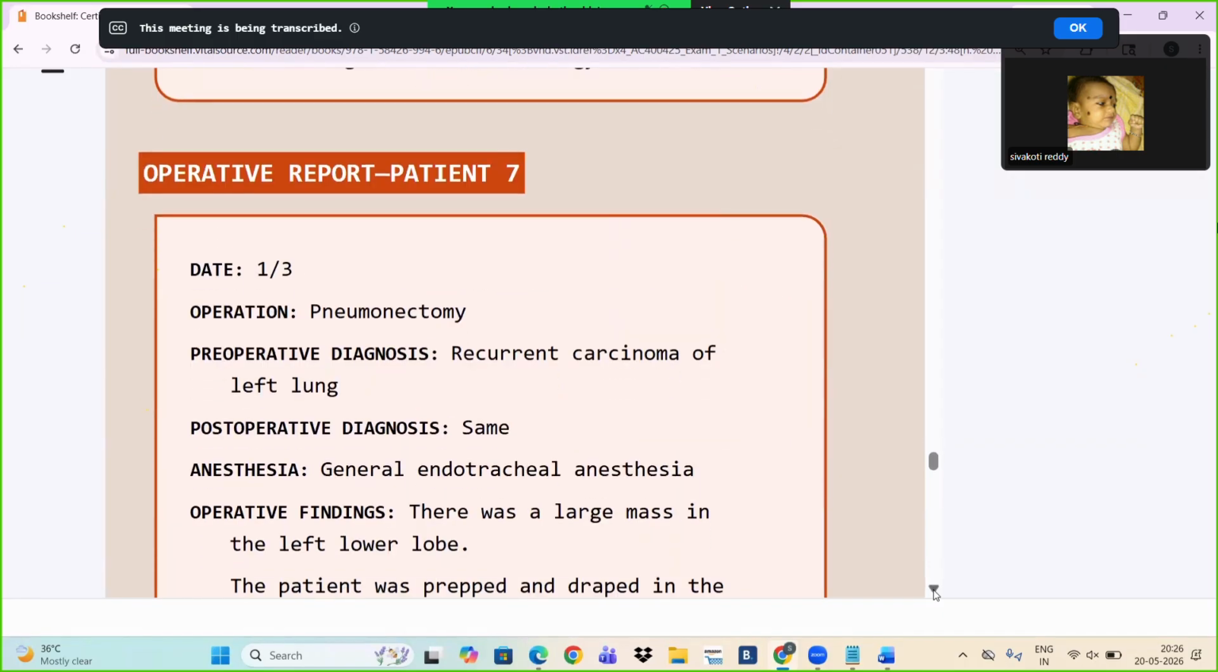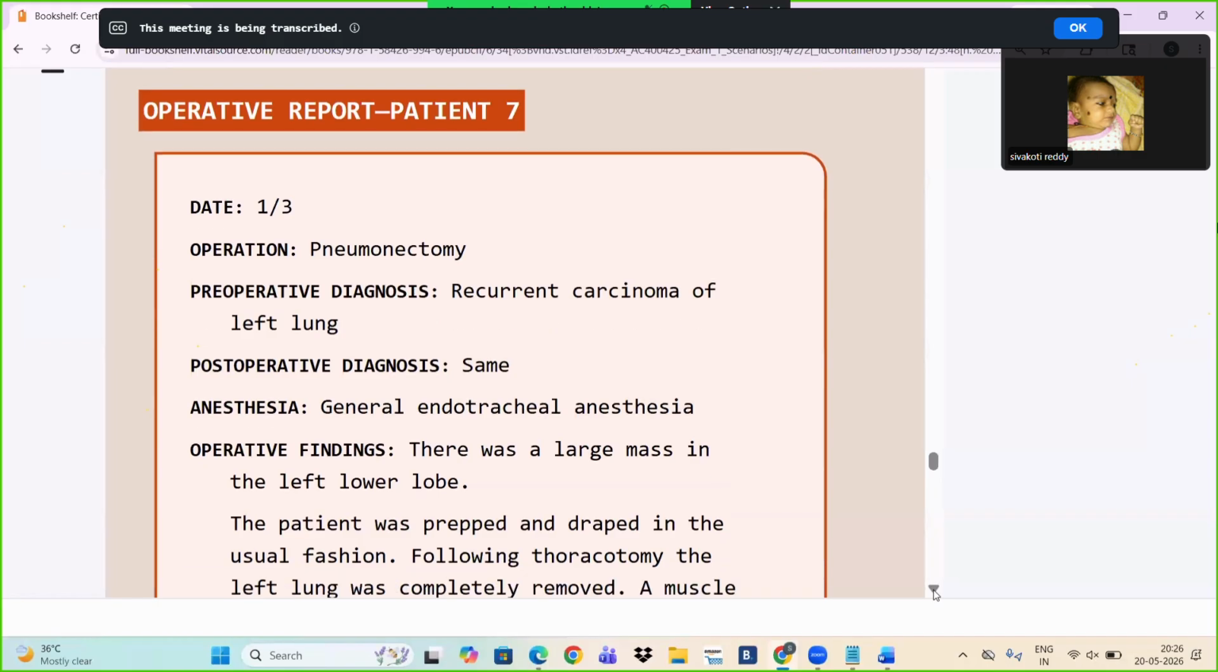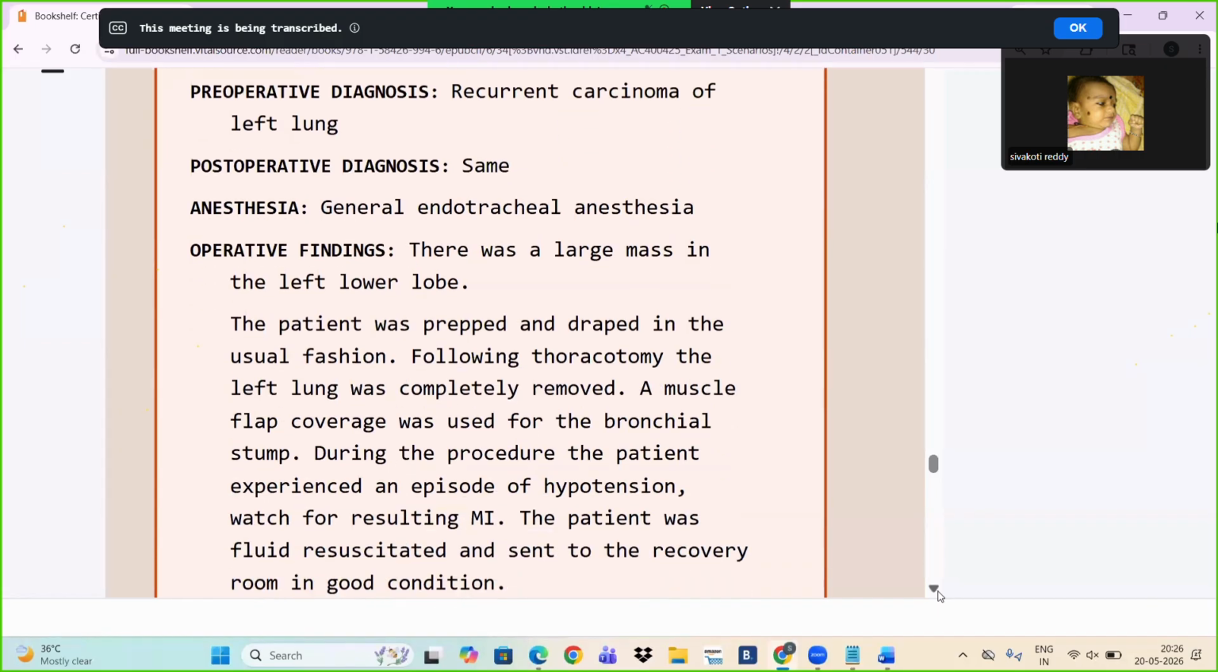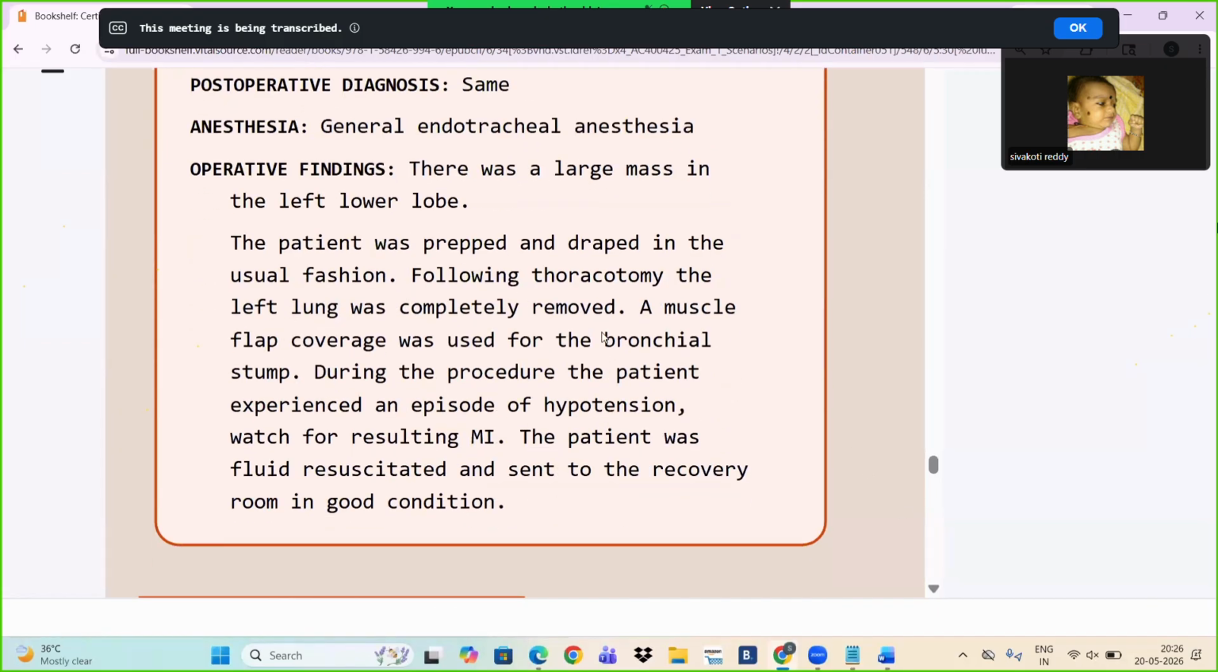Then you will get the operative report. In the operative report you will get the procedure that they performed. Here, recurrent carcinoma of lung, general endotracheal anesthesia given. There was a large mass in the left lower lobe. The patient was prepped and draped in the usual fashion. Following thoracotomy, the left lung was completely removed. What procedure did they perform here? Lobectomy? Left lung. Lobe or lung?